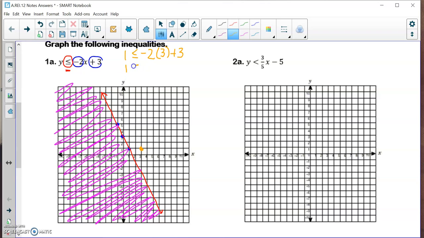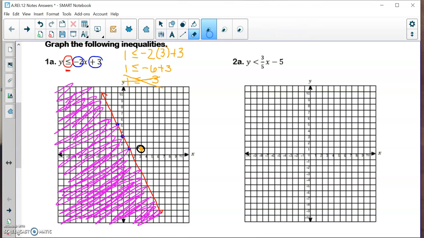And so I have a1 is less than or equal to a negative 6 plus a 3, or a1 is less than or equal to a negative 3. And since this is not a true statement, what that would mean is that this yellow point is not a solution, so we should not be shading on this side of my red line. Instead, we should shade on the opposite side, okay?